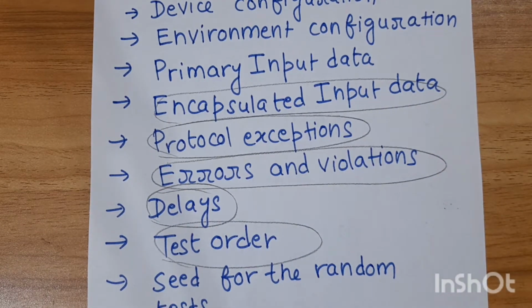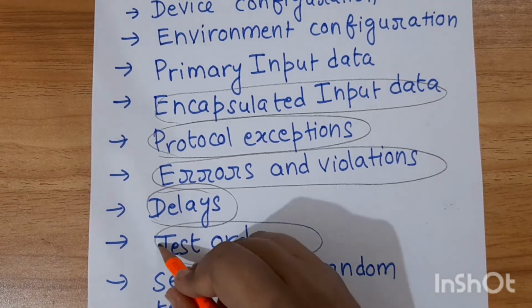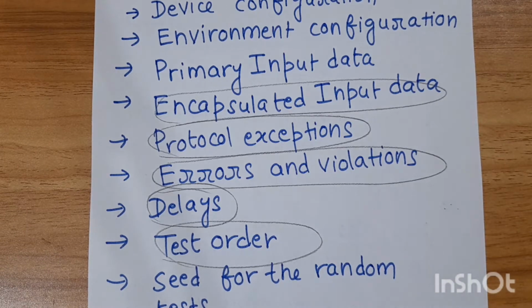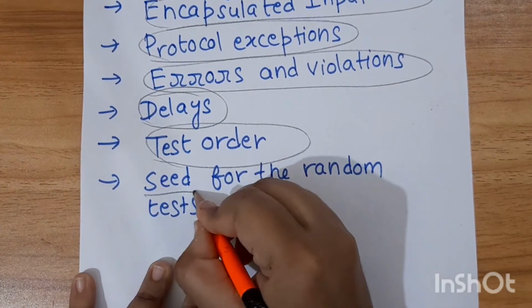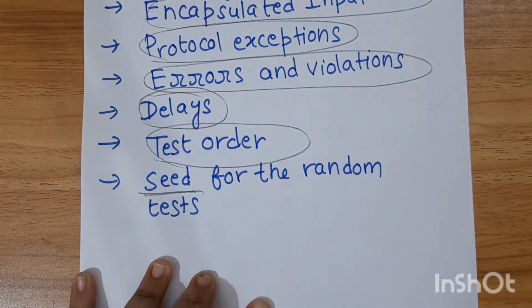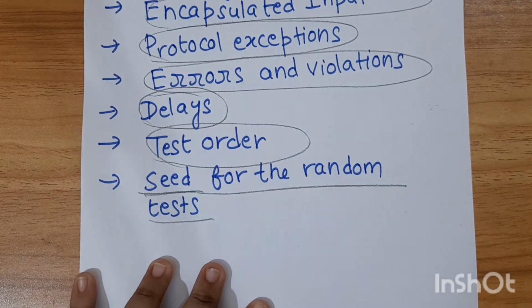Suppose 10 or 20 or 30 tests we have written, not to check the environment of the test, but to check the design. So this is the order of the test cases. Which one will be coming first, which one will be coming second, which one will be coming last. The order can also be randomized. And seeds for the random tests. This is another concept of randomization we will see afterward. So the seed for the random test can also be randomized. So these are the things which can be randomized in the test bench.